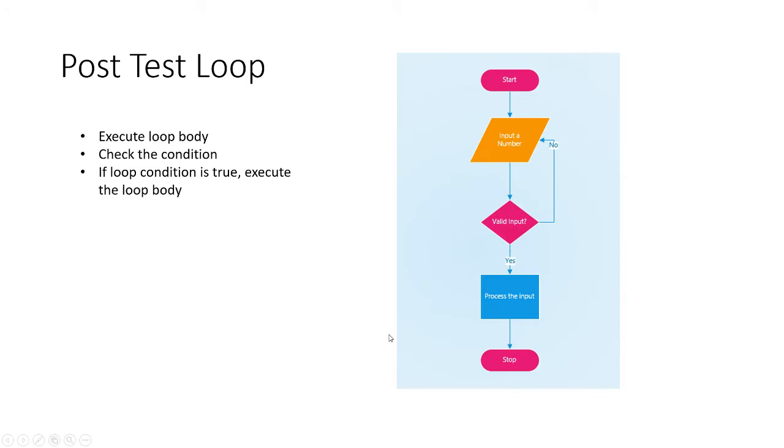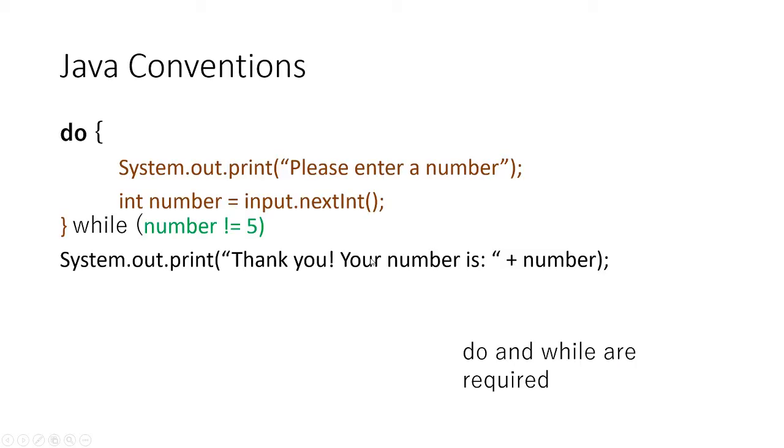Now this is an example of a post-test loop. In a post-test loop, we execute the loop body, do something, and then check a condition. And if the condition is true, we execute the loop body. So in our post-test loop, the loop body always gets executed at least once before we test that condition. So here's an example in Java. In Java, we would implement that with a do-while loop.